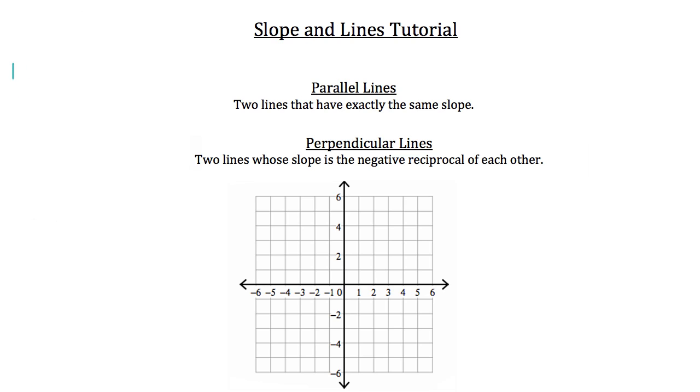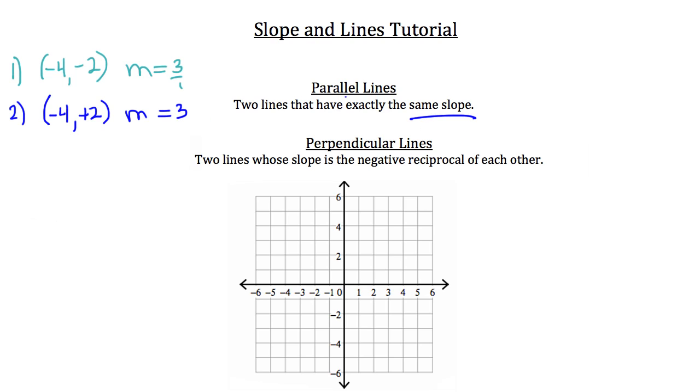So the first two parallel lines, I'm going to start the first line at point -4, -2. And I'm going to give it a slope equal to 3, which you know is really 3 over 1, but we write it as 3. And the second line is going to start at -4, +2, and it's going to have the same slope, which is 3. So recall that if they have the same slope, those two lines must be parallel to each other.